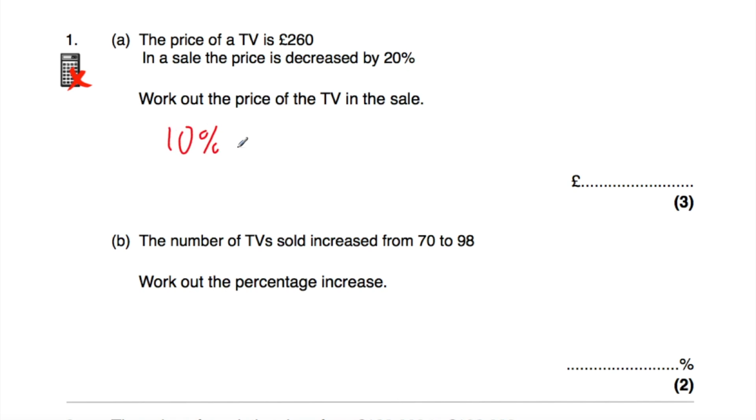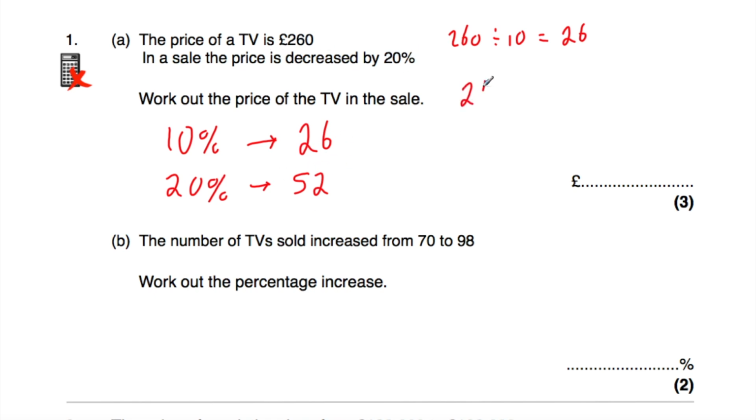To find 10% of a number, you divide by 10. So we're going to take 260 and divide that by 10. That'll just be 26, so that means that 10% is 26. Now it's decreased by 20%, so now let's double that to get 20%. 20% will be double 26, and double 26 is 52. So that means that 20% is £52, and the price is decreased by £52.